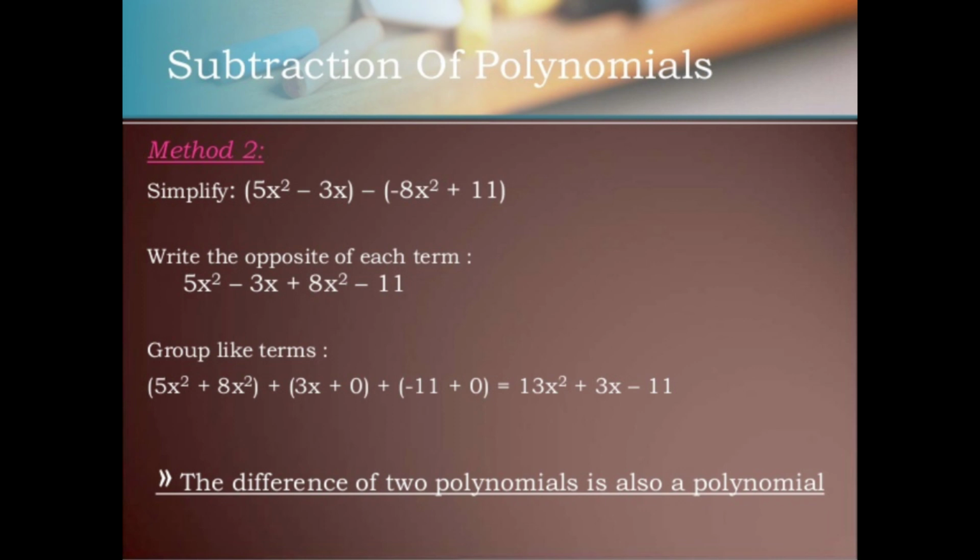Subtraction of polynomials, method number 2. Simplify 5x squared minus 3x minus (negative 8x squared plus 11). Write the opposite of each term: 5x squared minus 3x plus 8x squared minus 11. So group like terms: 5x squared plus 8x squared plus negative 3x plus 0 plus negative 11 plus 0 equals 13x squared minus 3x minus 11. The difference of two polynomials is also a polynomial.